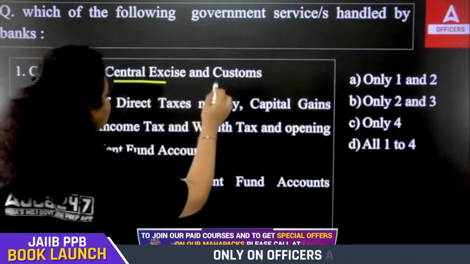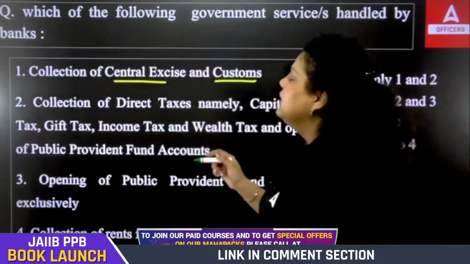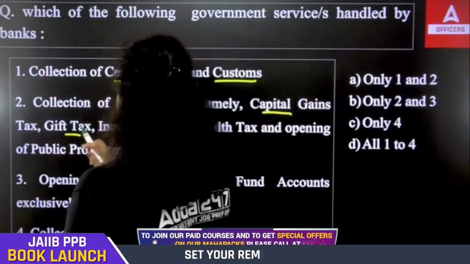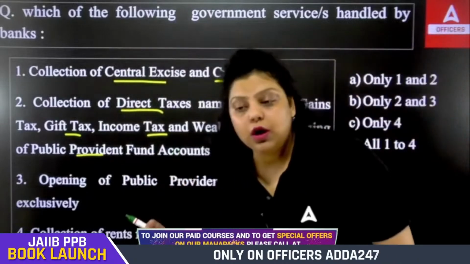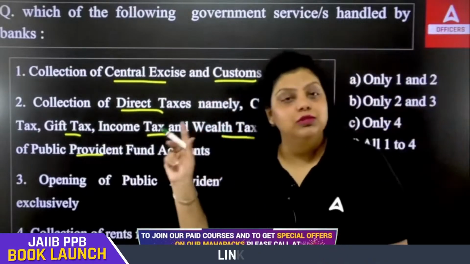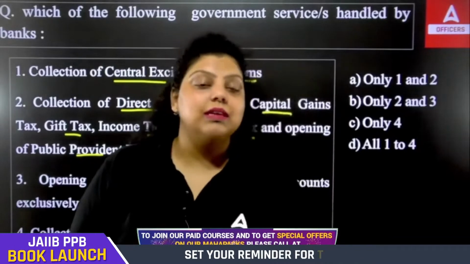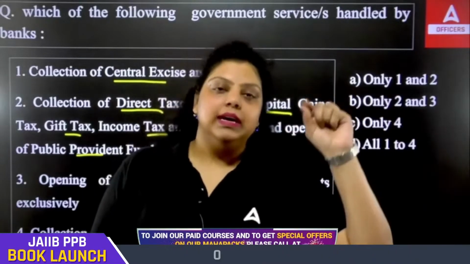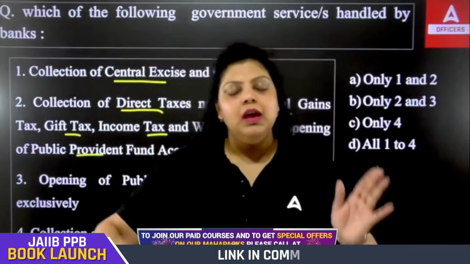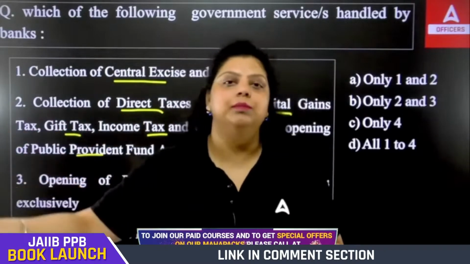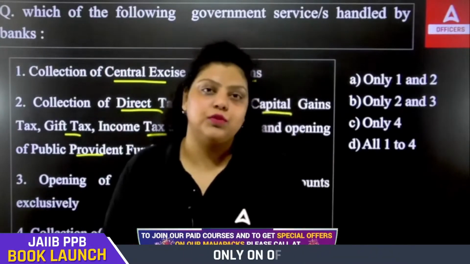First, collection of central excise and customs, that's taxes, central duty, excise duty. What are these? These are indirect taxes. Collection of direct taxes, namely capital gains tax, gift tax, income tax, wealth tax, opening of public provident fund account, etc. If I talk about Indian Economy, Indian Financial System, all these taxes you have to study there in detail, because there is a chapter on fiscal policy and the Union Budget. So what are direct taxes? Those taxes whose burden cannot be shifted to a third party. It means if you are using certain services of the government, you have a liability to pay a certain amount of tax to the government, and you are not allowed to shift that liability to a third party. That's a direct tax. So direct tax means the taxes whose burden cannot be shifted to a third party.